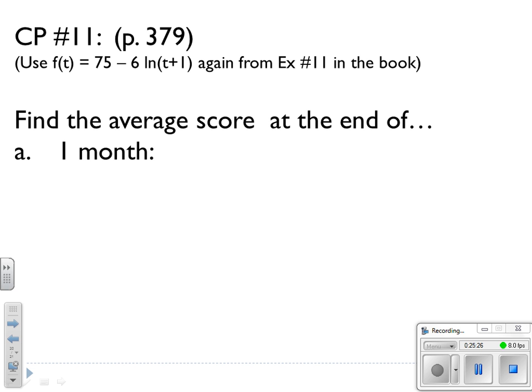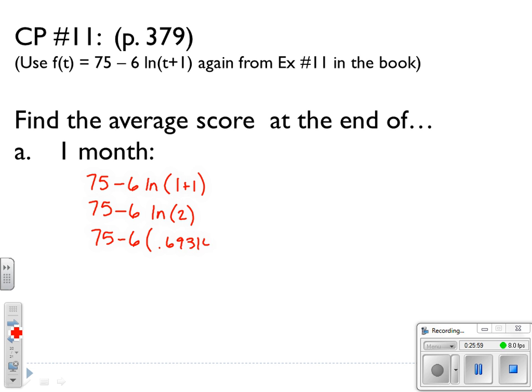If we're on checkpoint number 11, part A, given 1 month of time, plug it into your function. So I'm looking at 75 minus 6, and the natural log of 2. All right, so natural log of 2 has to be calculated first. So if you do ln of 2, I'm going to put roughly what my display screen gives me here. ln of 2 was about 0.6931471806. Don't round any of it off until you absolutely positively have to.